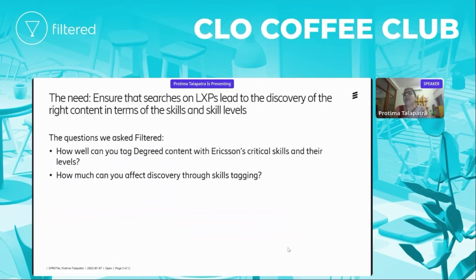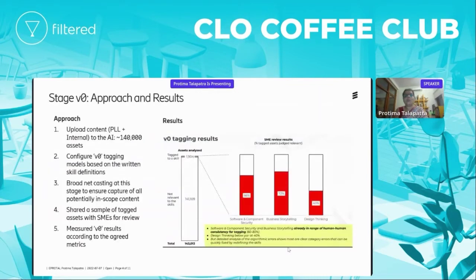At Ericsson, we have defined a set of critical skills that will take us towards 2025 full steam. So we said, can you look at our critical skills and tag the content from our content libraries to these critical skills? And if somebody searches for content on Degreed for these critical skills, how do you ensure that the right content pops up? That's a challenge that we at Ericsson took up, and we had the support from Filtered to help us take that forward. What did we begin by doing, and how did Filtered work that through?